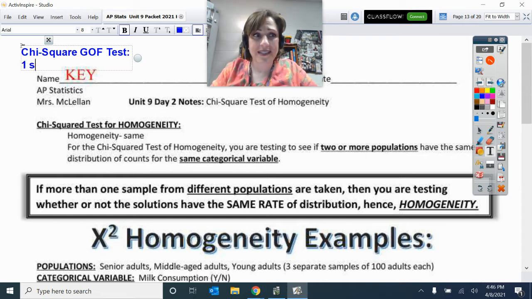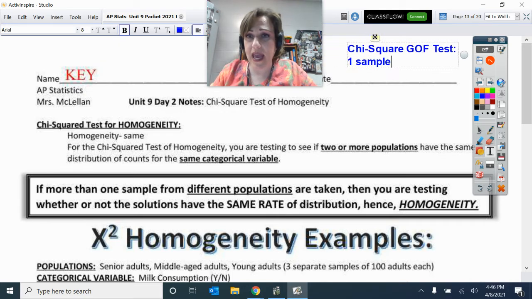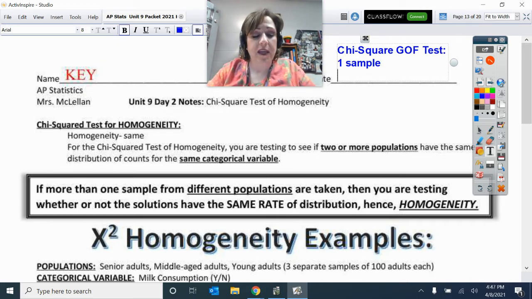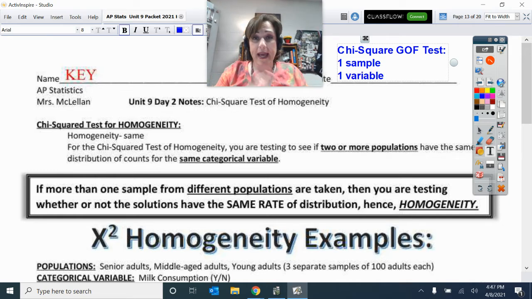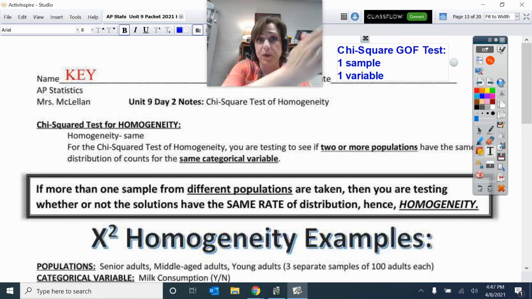We had one sample. Okay, so we're going to need to be paying attention to how many samples we had. We had one sample, and we were testing that one sample with one variable. Now, for example, we have several categories in that variable. So for our M&Ms, that variable was color. So we had one variable distribution and one sample. So it was just very linear. We're going to see if this one sample is the distribution of that.